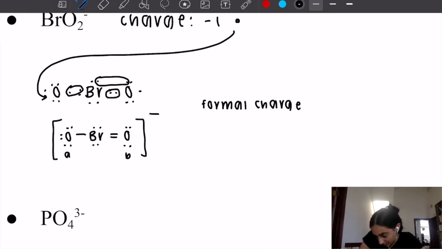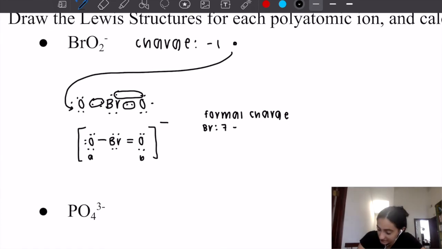Let's first start with bromine. We have 7 valence electrons minus the number of unshared electrons, which is 4, minus 1/2 of the shared electrons. So remember, 3 bonds equals 6 electrons shared. So minus 1/2 of 6 equals 0. So bromine has a neutral charge.